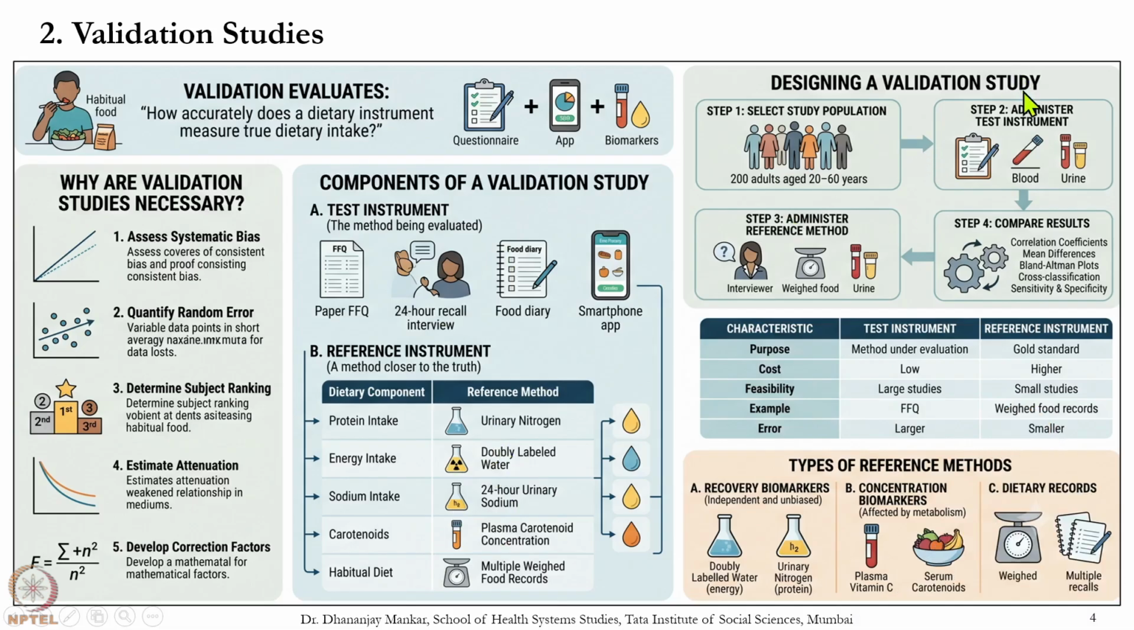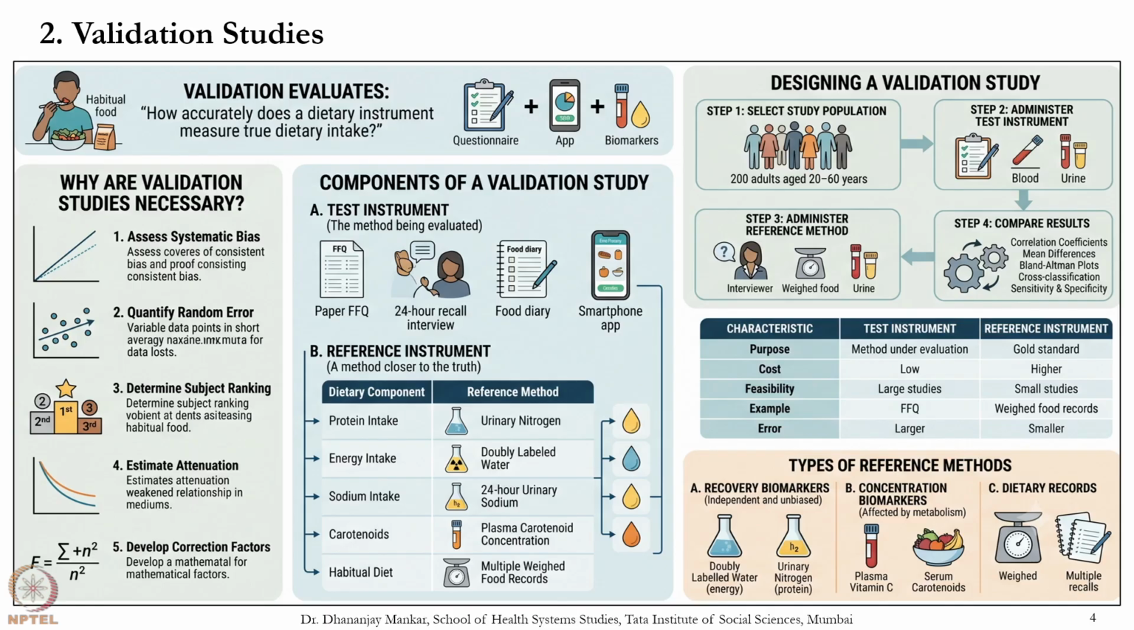Now, designing a validation study. Step 1, select the sample, which may be from the age group of 20 to 60 years, around 100 adults. Step 2, administer FFQs, blood and urine biomarkers. Step 3, administer the reference, that is interviewer, weighing equipment and biomarkers. Step 4 gives you the comparison between correlation coefficient, mean differences, Bland-Altman plots, cross classification, sensitivity and specificity.